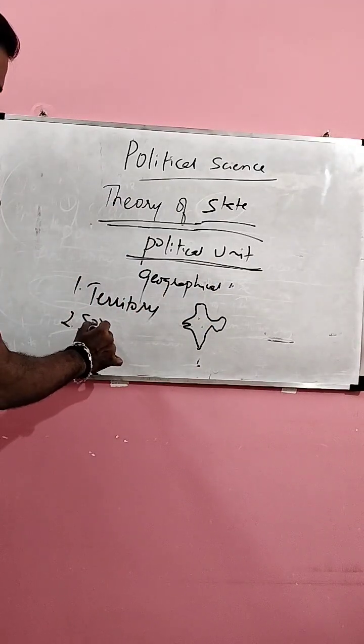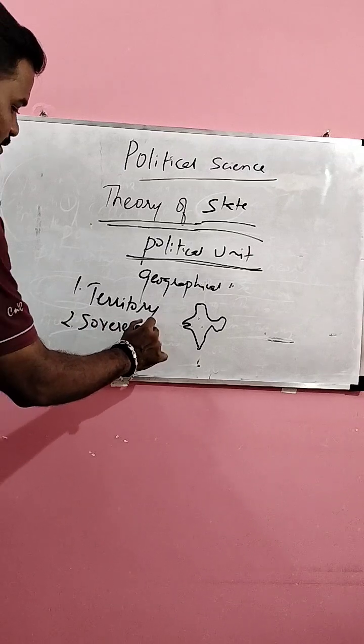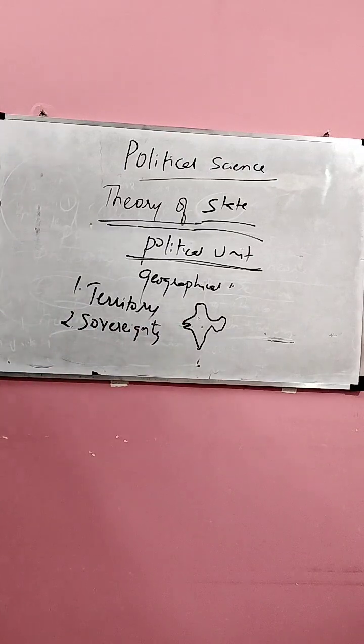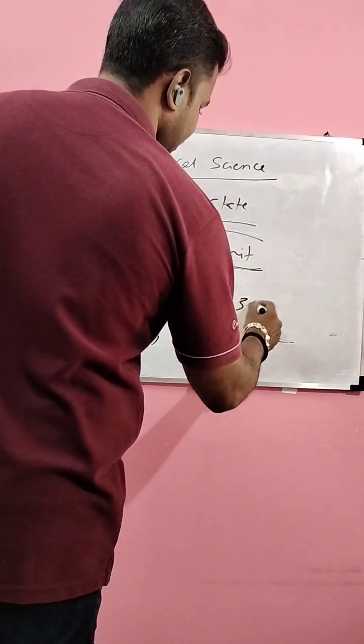Second is sovereignty. Sovereignty is the independence of the state to govern itself, administer itself, decide its own affairs without any external influence, threat, or any pressure. This is called sovereignty. The third condition is government.